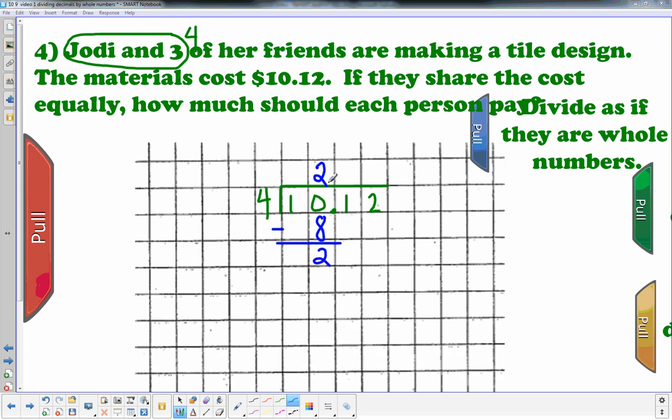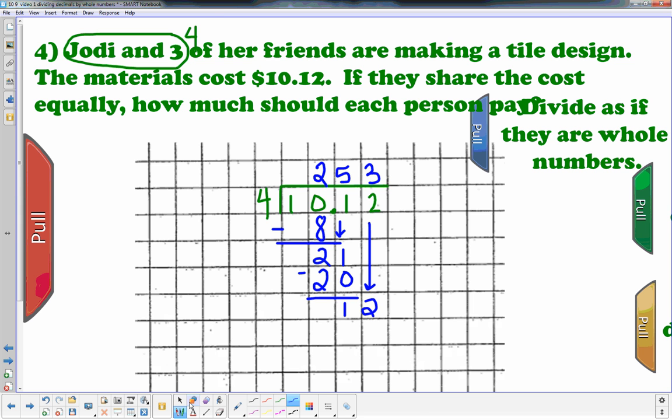I've started. 2 times 4 is 8. I subtract and get 2. Bring down the 1. 21 divided by 4. Well, closest I can get is 20. 5 times 4 is 20. Subtract and get 1. Now I bring down that 2. 12 divided by 4 is 3.